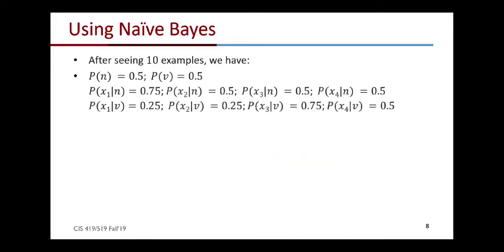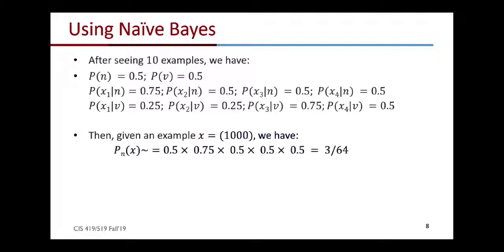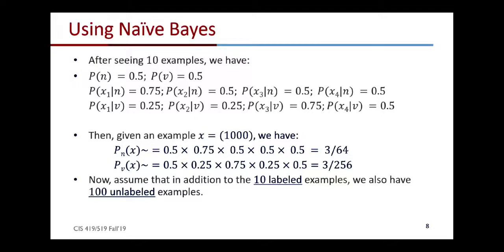So we gave this example here, where the model was computed given the examples that were given, only 10 examples. These are the model parameters that we got. Two types of model parameters: the priors, if you want, P of n and P of v, and then the P of xi given the labels. And this allows us to compute the probability of each example and make predictions.